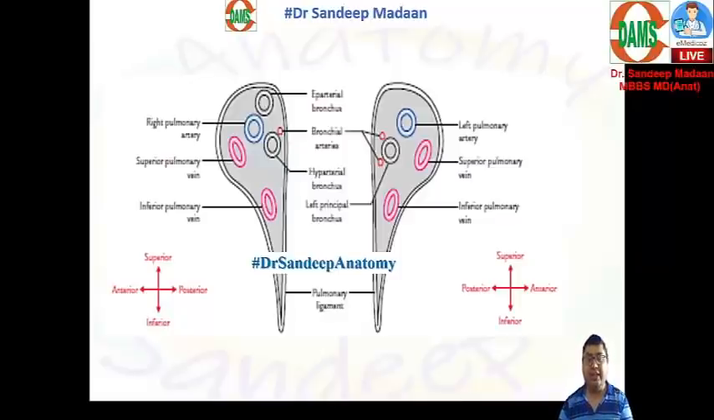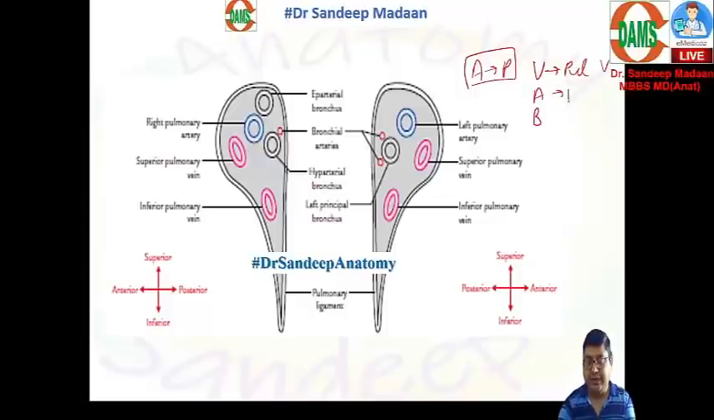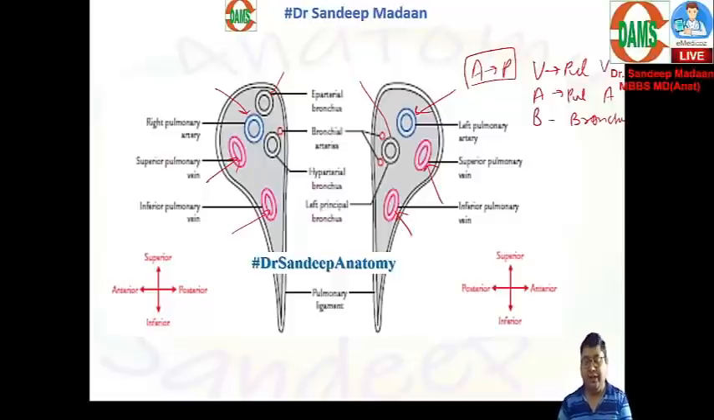So there we can see anterior to posterior in both the sides, right and left lung. The relations can be remembered by the mnemonic VAB, that is pulmonary vein, pulmonary artery and bronchus. Here you can see these are the pulmonary veins on both sides. These are anterior. Then you have pulmonary artery, and then you have bronchus. So that is anterior to posterior relation.